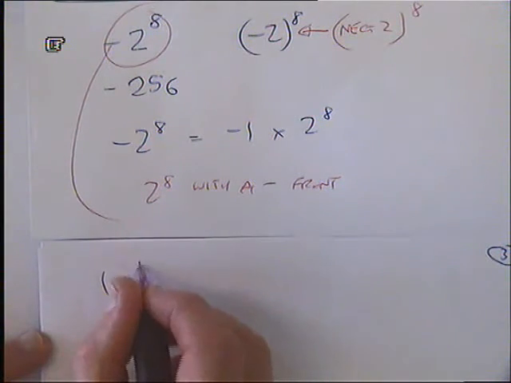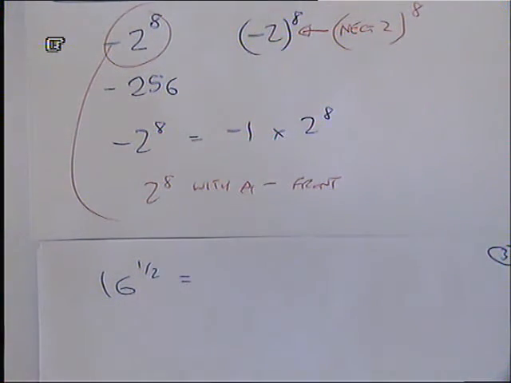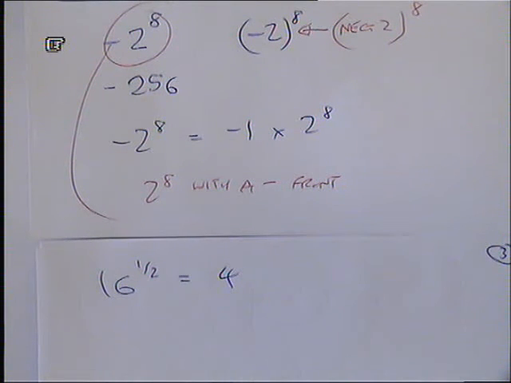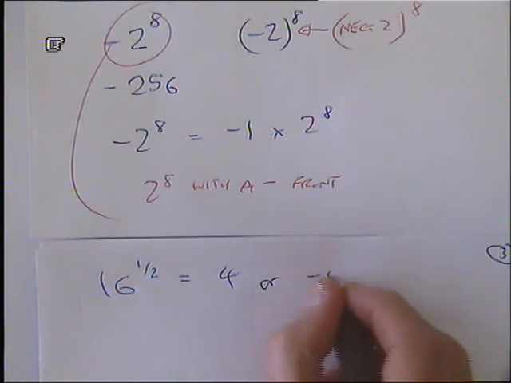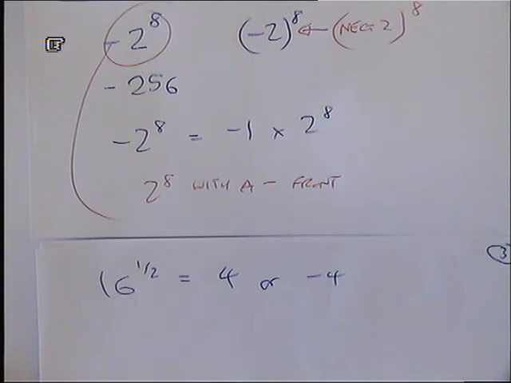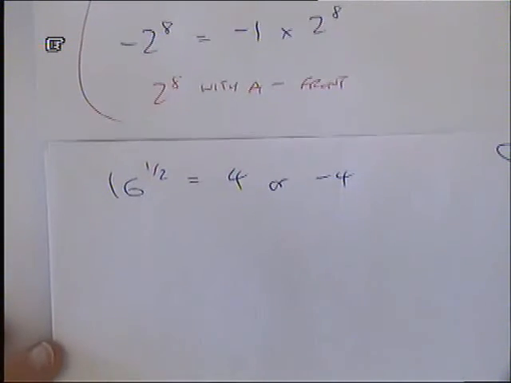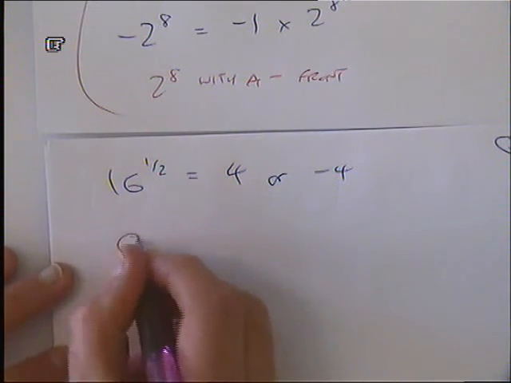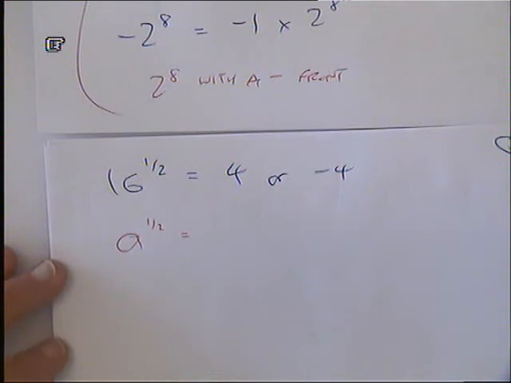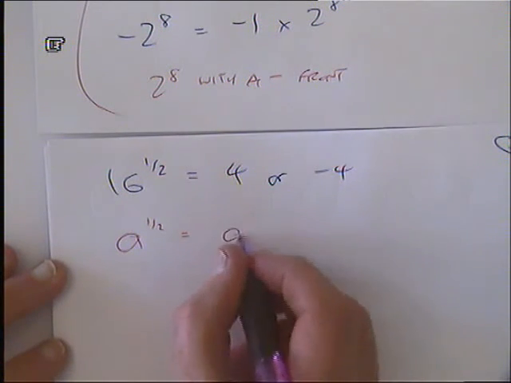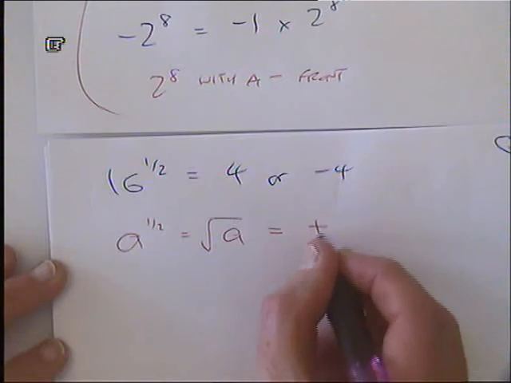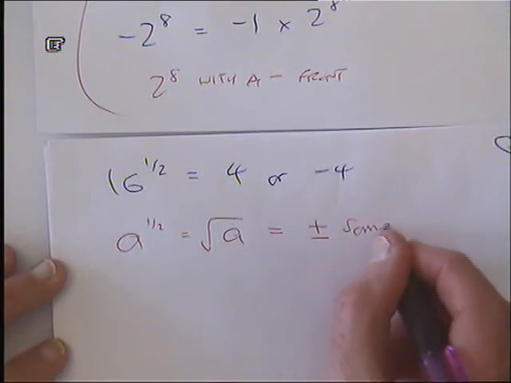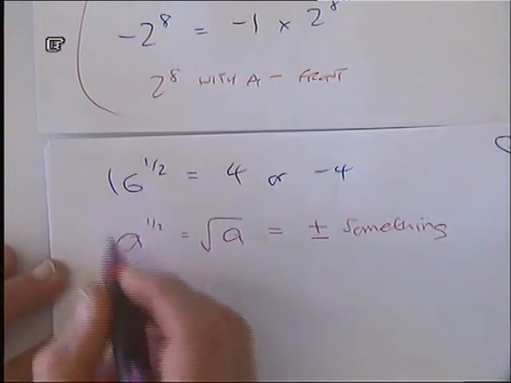Okay, moving on. 16 to the power of a half. 4. Oh, you've just lost a mark. Or minus 4. Yeah. So, power of a half is square rooting. And remember, when you're square rooting, you can get plus or minus answers. So, can anybody give me another way of writing a to the power of a half? Square root A. Yep, square root of a. And I'm just going to put down over here plus or minus something. Okay? Don't forget that plus or minus when you are square rooting.